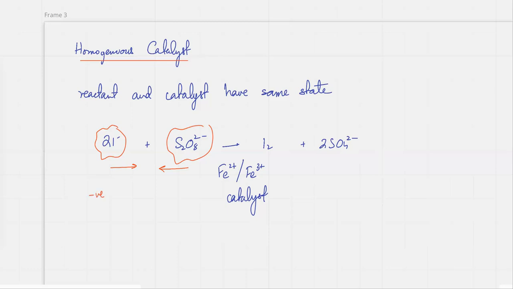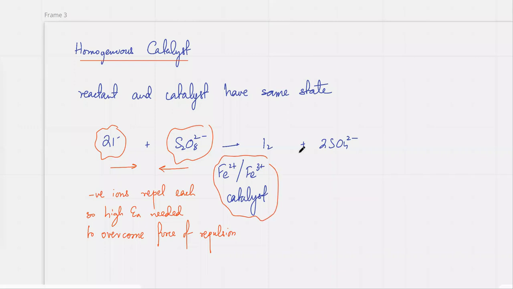So negative ions repel each other, and high activation energy is needed to overcome the force of repulsion. Is this clear? I mean, this part. Yes. So you need a very high activation energy to overcome the force of repulsion. How can the catalyst that you've added mitigate this? The hindrance of the reaction is that both ions are negatively charged and it's very hard for them to bump into each other.